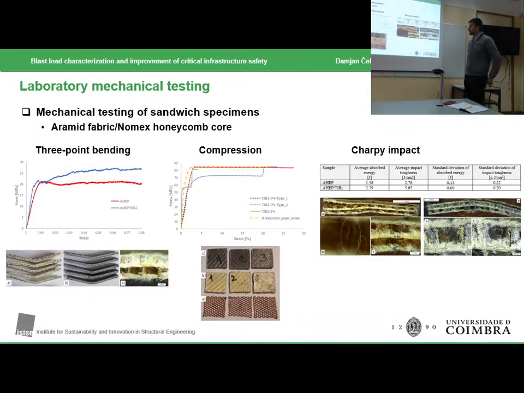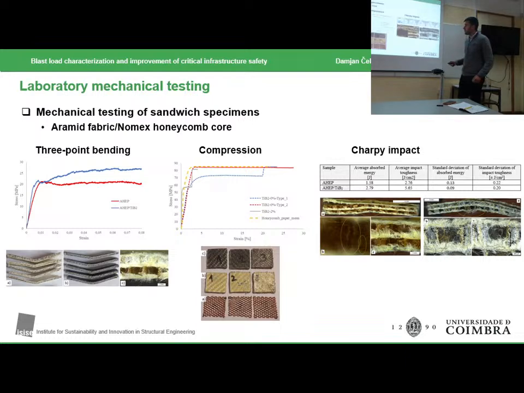So you have three-point bending. What was the failure mode? Was it in the honeycomb? Well, here we had a multi-failure mode. We had debonding. We had failure of the honeycomb wall. We had also some local indentation here. In the other case, it was just honeycomb, but in this one, it was more complex.